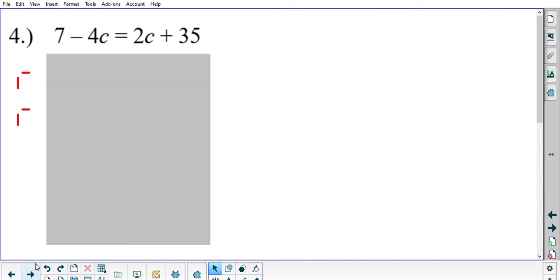Okay, problem number 4. Now this one's already typed up for you. Follow along with me. We want to get the variable from both sides to one side. There's two ways to do it. First of all, you need to realize subtraction is the same as adding the opposite.